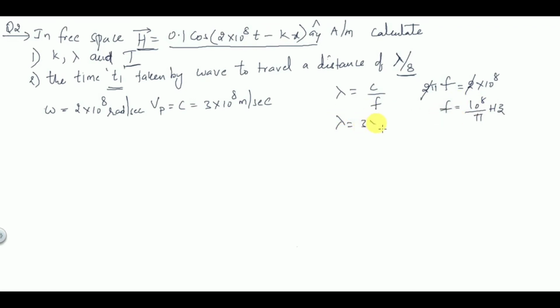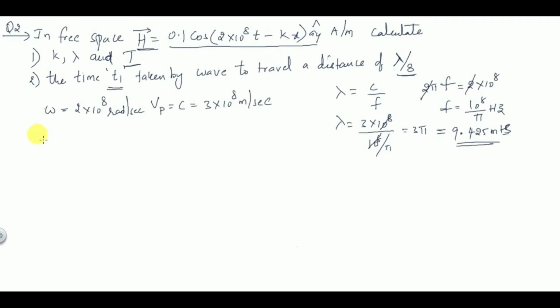So lambda is equal to 3 into 10 to the power of 8 divided by 10 to the power of 8 divided by pi. So 10 to the power of 8 and 10 to the power of 8 cancel, so it will be 3 pi. So lambda is equal to 3 pi. If you calculate it with 22 by 7, you'll get around 9.425 meters. Okay, so this is the value of lambda.